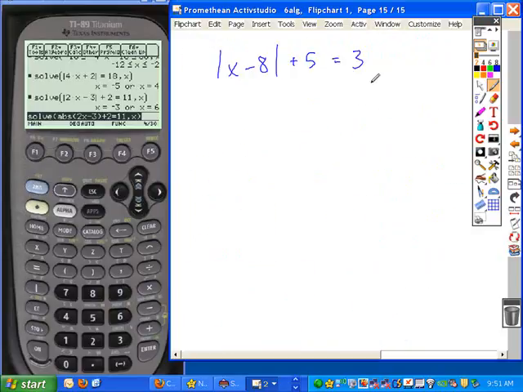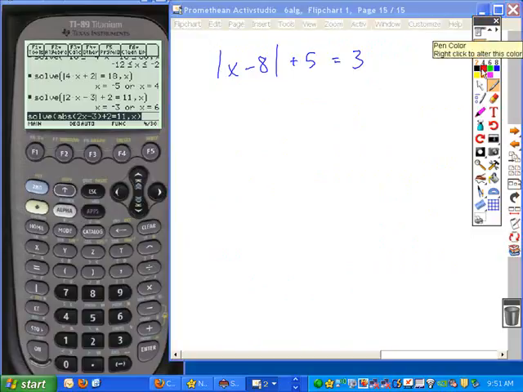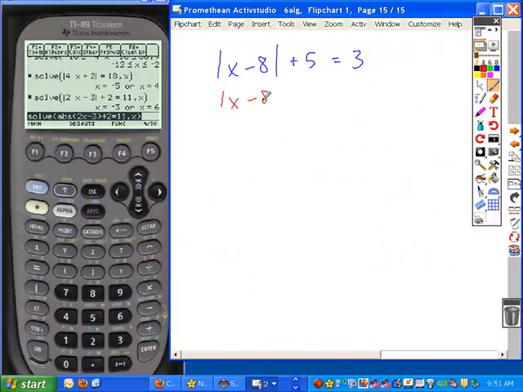As you start to solve this problem, isolating the absolute value expression requires subtracting a 5 from both sides. So you get the absolute value of x minus 8 is equal to -2. So can the absolute value of a number ever equal a negative? No, it can't.